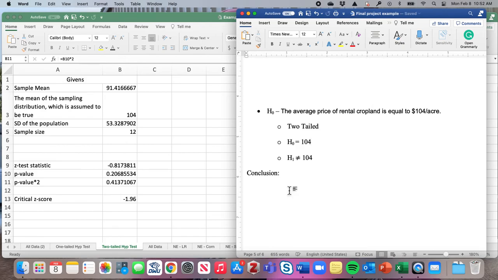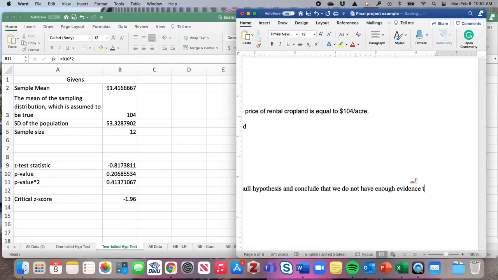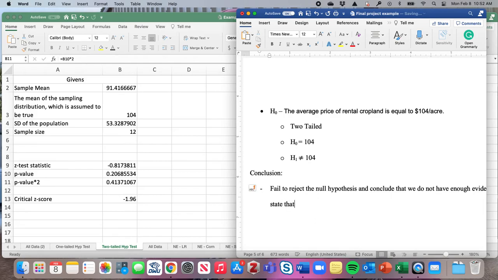So when we come back for our conclusion, we would type in that we fail to reject the null hypothesis and conclude that we do not have enough evidence to state that the average price of rental cropland is not equal to $104 per acre.